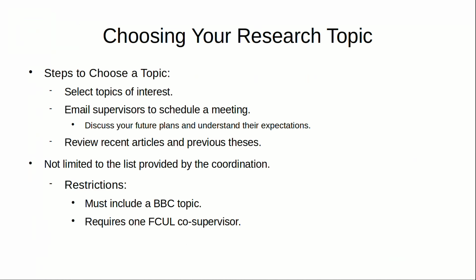That's great, but there are some limitations, right? Like you have to align with what the faculty research, right? Yeah, that's a practical consideration. And you'll need a co-supervisor from within the faculty, just some logistical stuff to keep in mind.